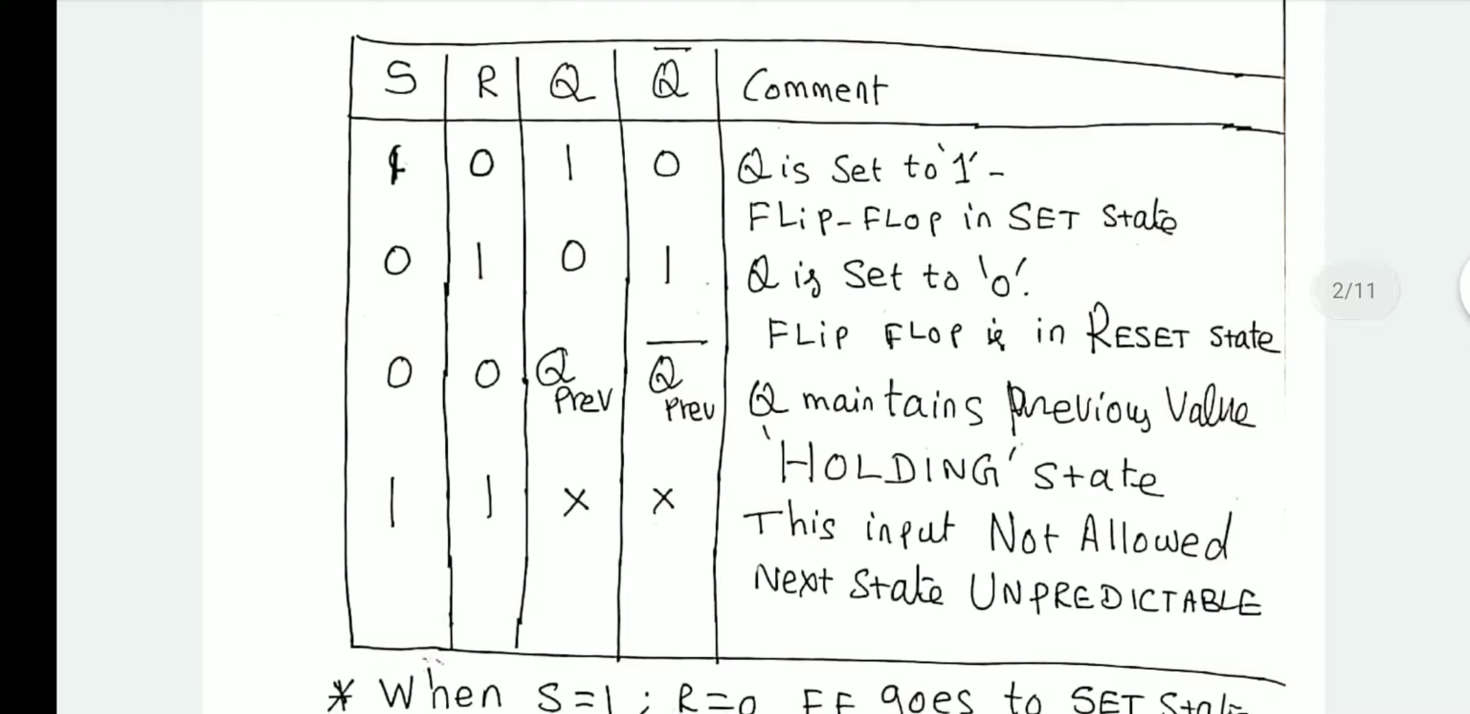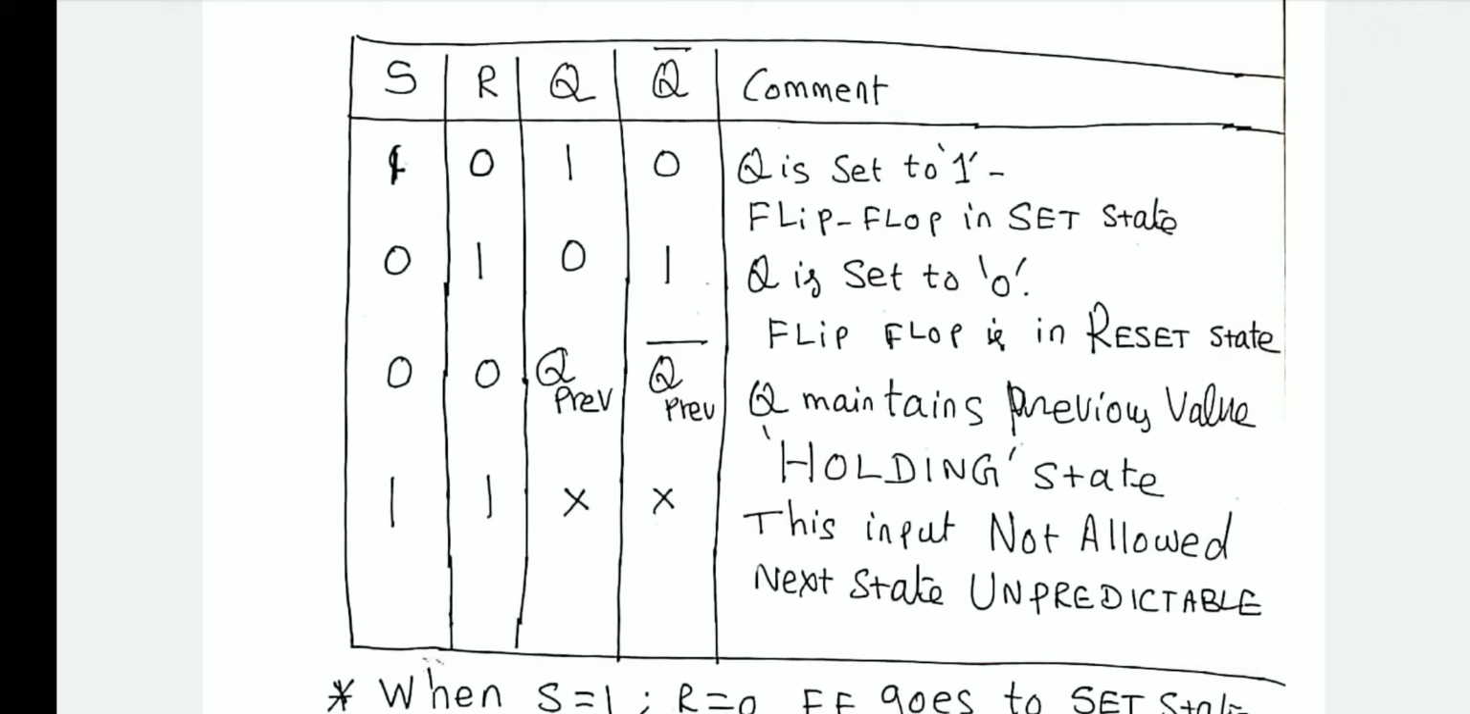So we learned that in SR flip-flop when S equal to 1, R equal to 0, Q is 1, flip-flop is set. When S equal to 0, R equal to 1, Q is 0, flip-flop is reset. When both S and R are 0, flip-flop goes to the holding state. And when both S and R are 1, flip-flop output is undetermined. Okay, so it is not the valid condition.